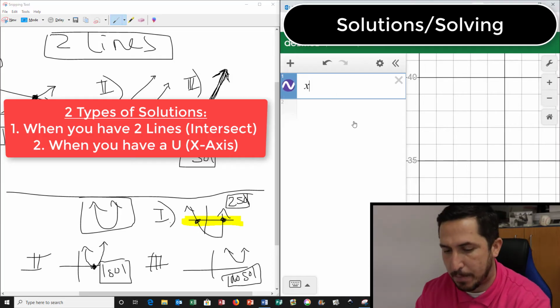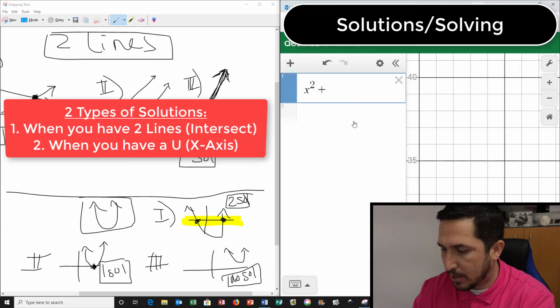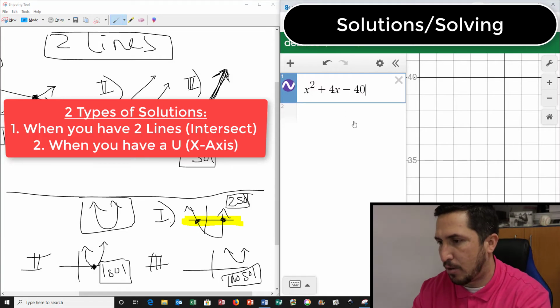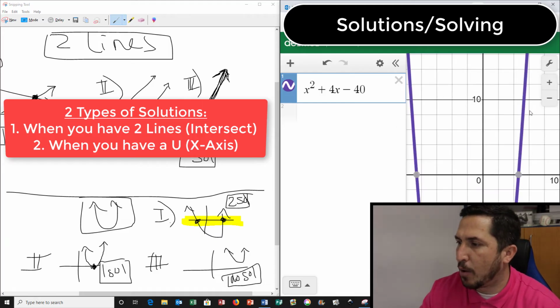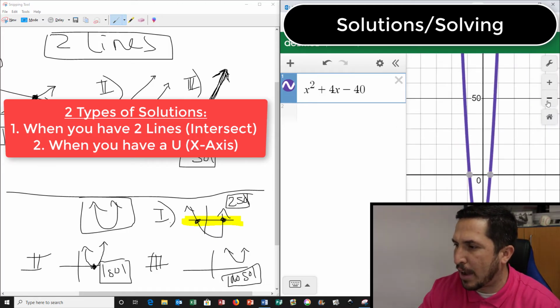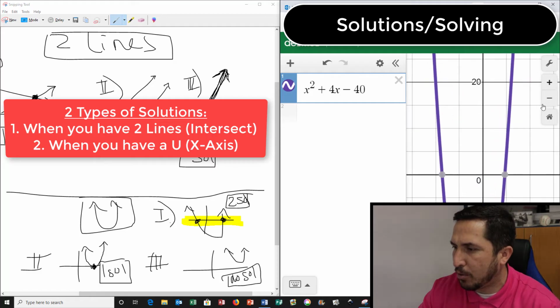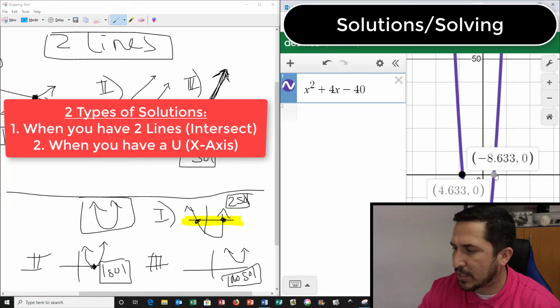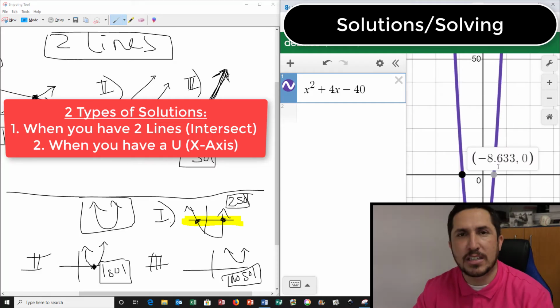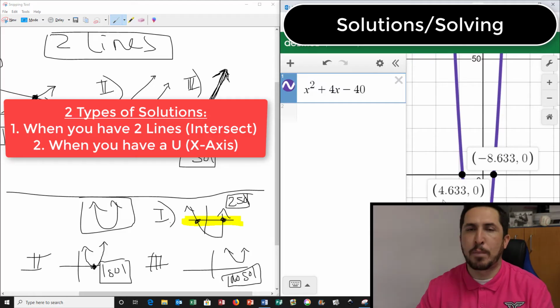Now here's what it looks like. X squared plus 4x minus 40. There he is. Hit the home button. Okay, there's a U right there. Wait, do I have 2 lines? Nope, I only have 1 and I have a U. So I always go straight to the x-axis. So I'm gonna type in negative 8.6, that's my first answer. My other answer is 4.6, done.